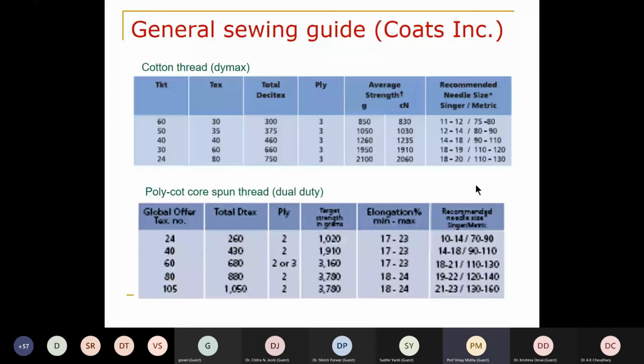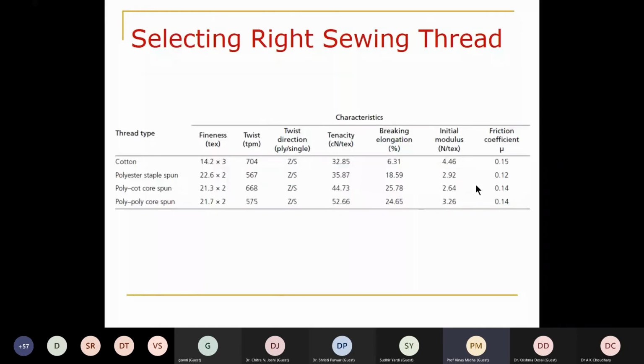Then selecting the right sewing thread will also be affected by the application and the type of the fabric which we are making. For example, as I discussed earlier, in case of cotton the breaking elongation is 6%, 6.3% here. The polyesters have 18.59%, and polyester cotton core spun has 25.78%. This is the range in which the breaking elongation values of these particular sewing threads fall.